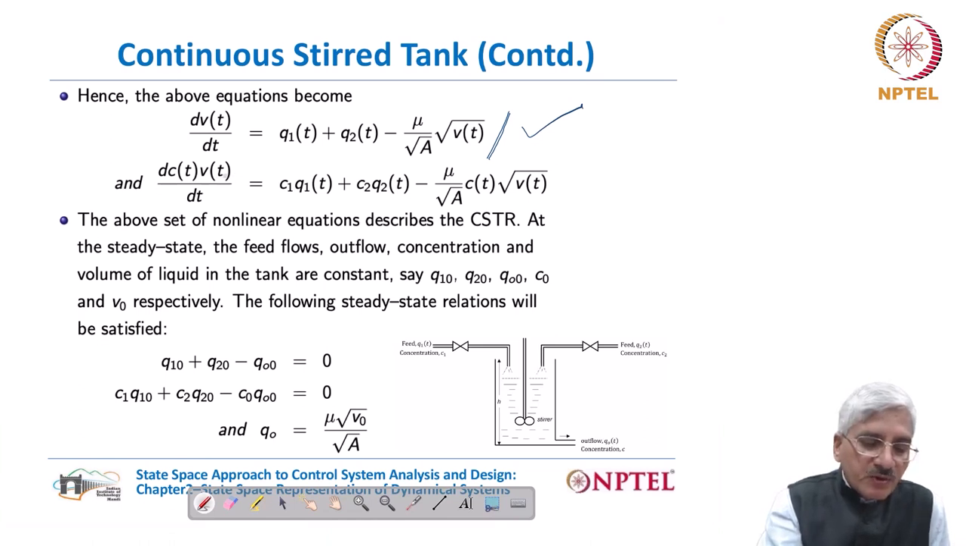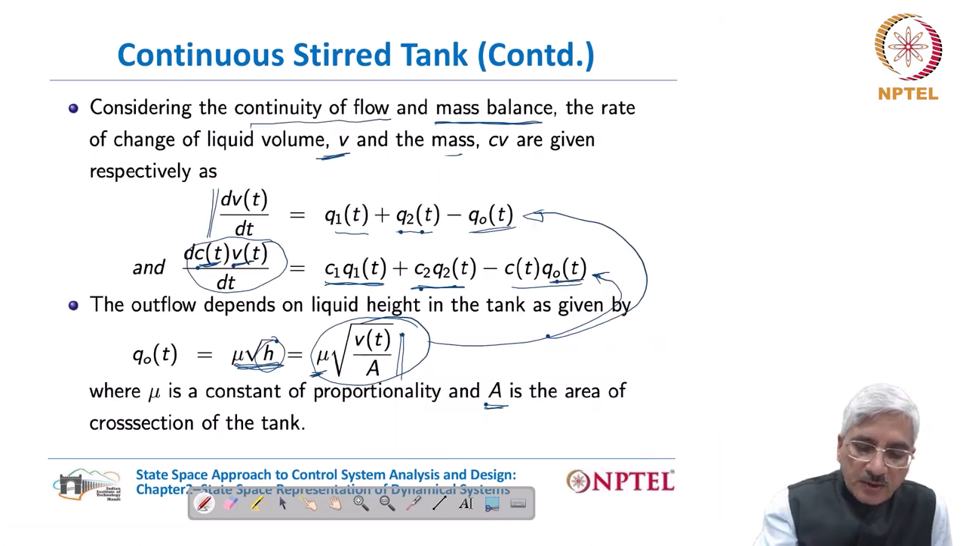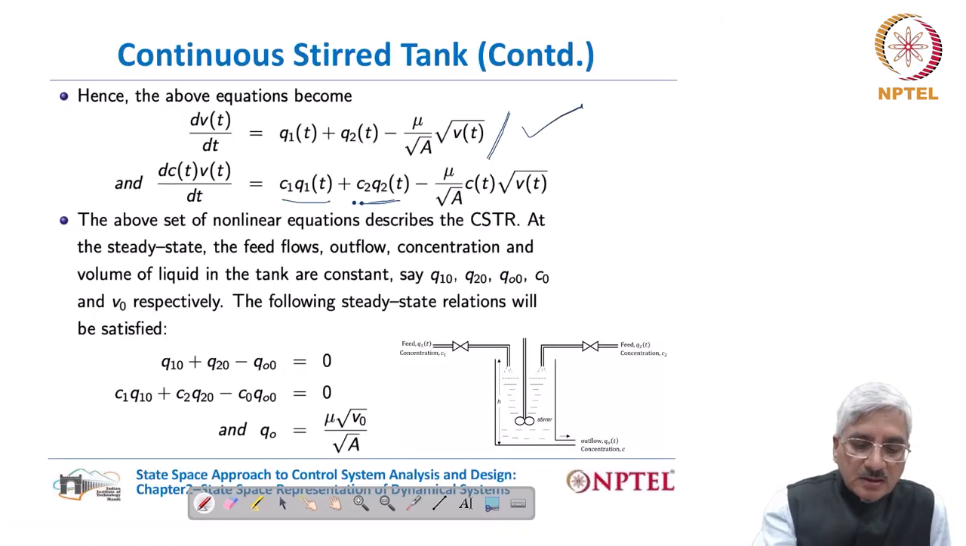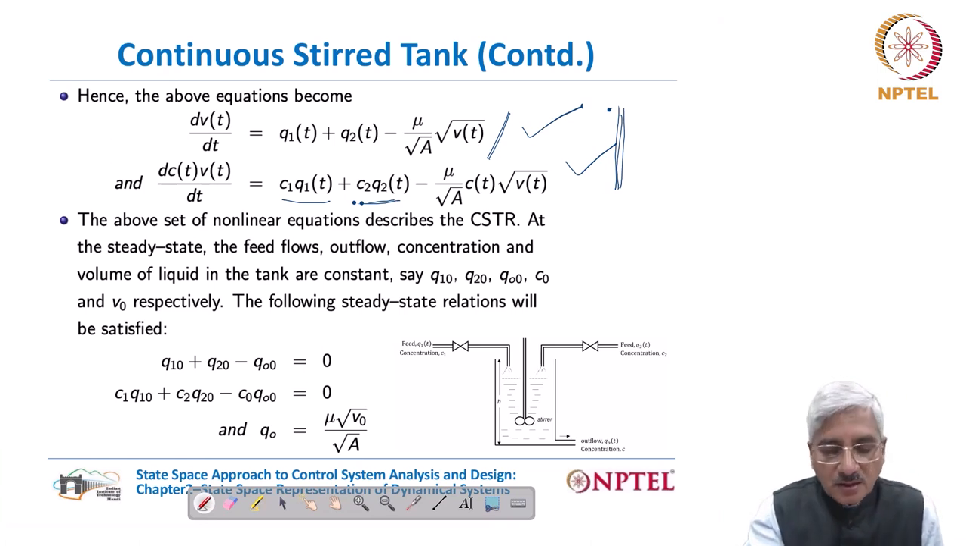So d(CV) by dt, the product of C and V, the rate of change of that with time. These two terms are as they were. However, we have made a substitution. In place of Q0, we are substituting this quantity. So it will be C multiplied by Q0, so it is mu root V by root A. So now with these substitutions, we get these two equations, which are actually the dynamical equations for the stirred tank.